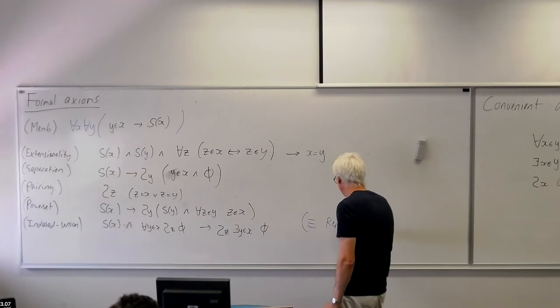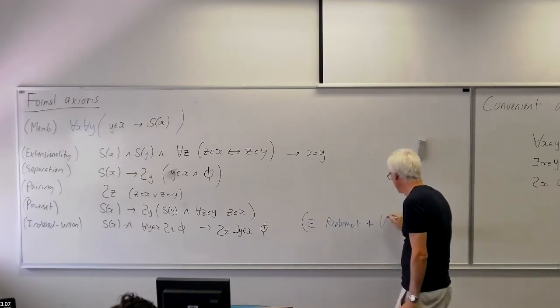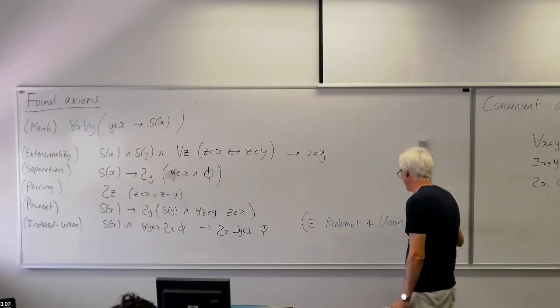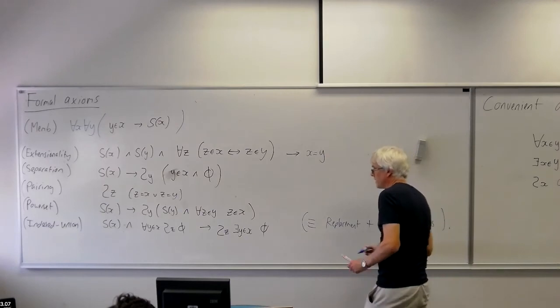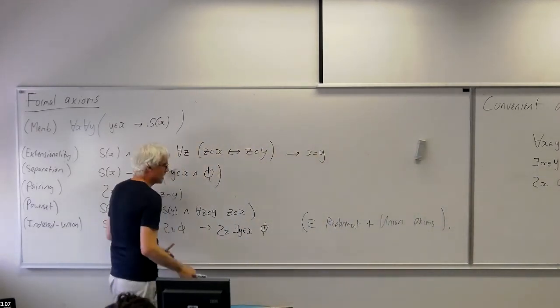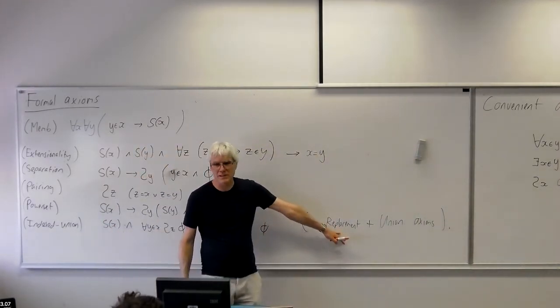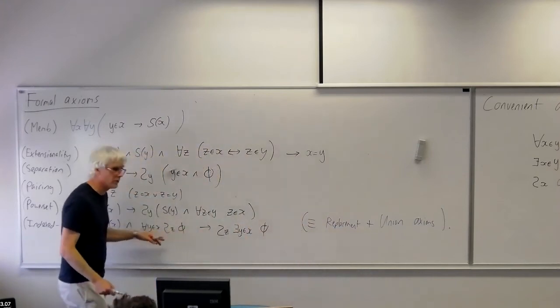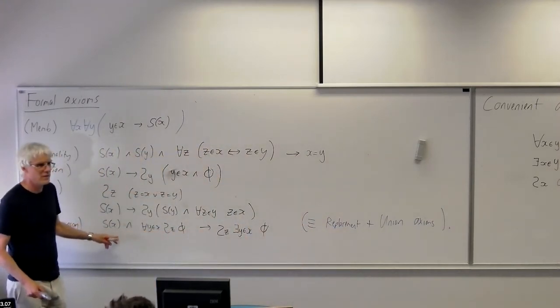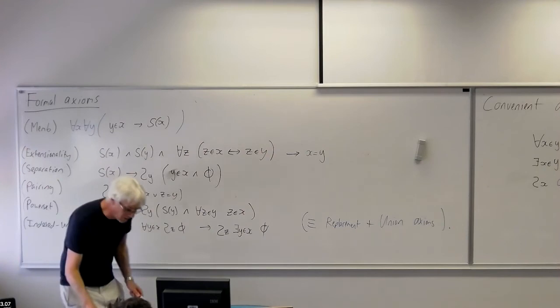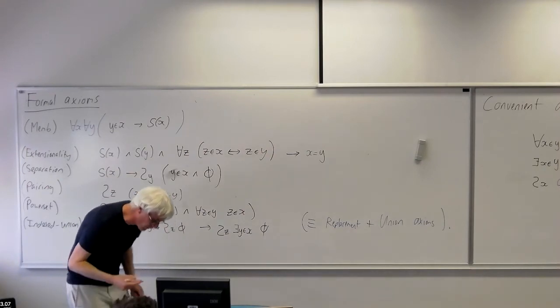replacement plus union axioms from lecture two. But the nice thing about it is that we can get the power of the replacement axiom without having to bother to talk about class functions. So that's why it's nicer to formulate things this way, and we don't need to formulate class functions.